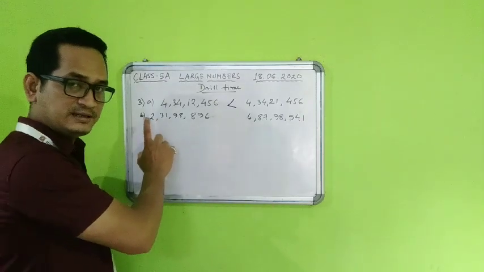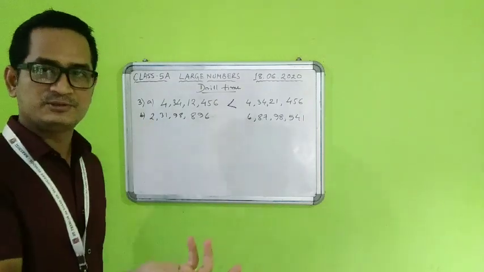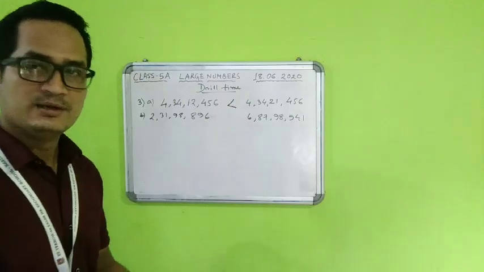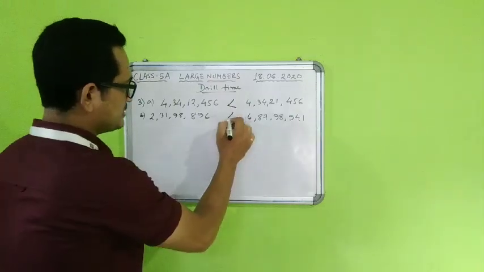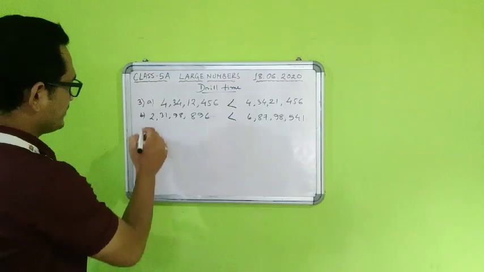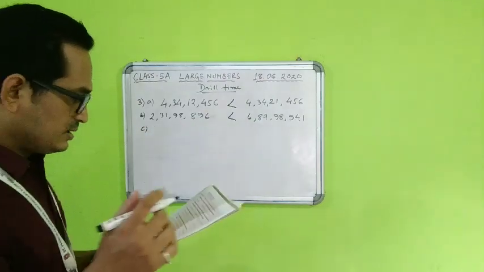In the crores place, it is 2 and it is 6. So obviously which one is greater? 6 will be greater. So we have to say that this number will be the greater one, number C.